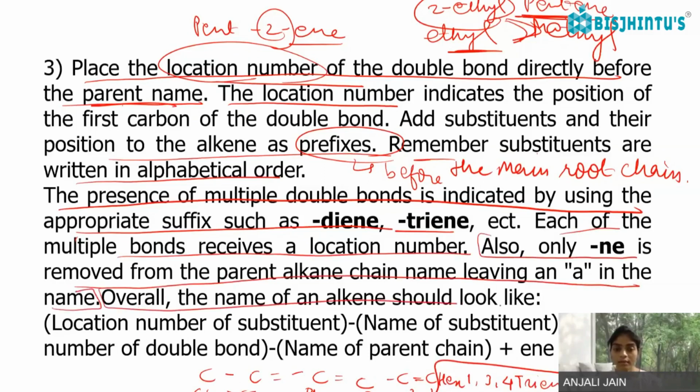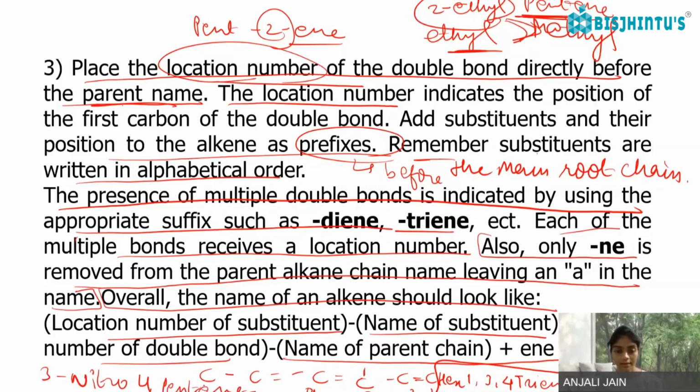Overall, the name of the alkene should look like: location number of substituent, name of substituent, location number of double bond, and name of the parent chain plus "ene". First, we look at where the substituent is present, for example at the third position. If a nitro substituent is there, then 3-nitro. The location of the double bond is at the fourth position, then the name of the parent chain: 3-nitropent-4-ene. Like this.